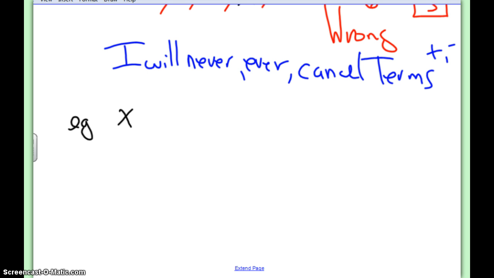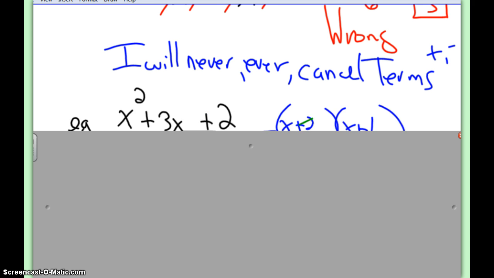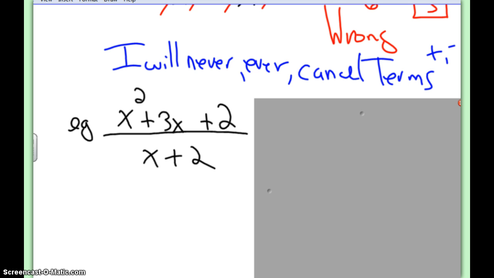Pause and think about this. x squared plus 3x plus 2 all over x plus 2. I want you to pause and see what you would do with that. Okay, so now you've looked at a rational expression.